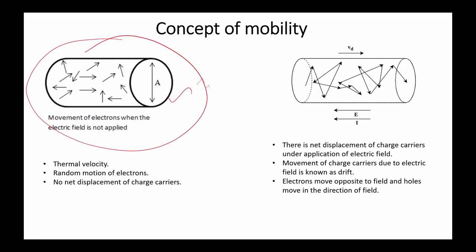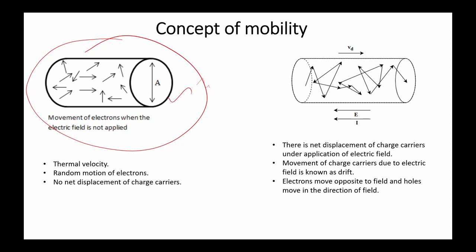So electrons move in random directions. Electrons or holes move in a random direction in a piece of semiconductor when there is no field applied, at a certain temperature. But at 0 Kelvin, absolute zero, everything is static, there is no movement of electrons or atoms in any direction.